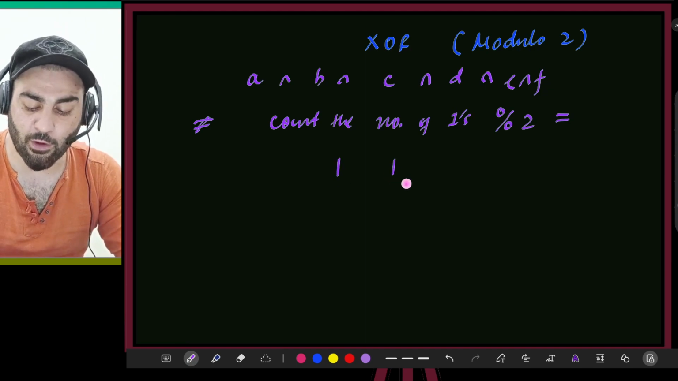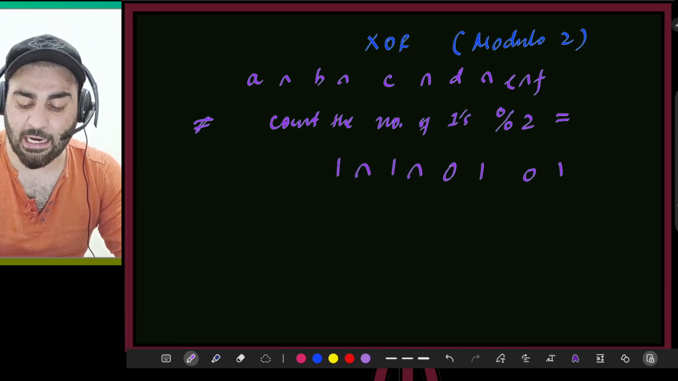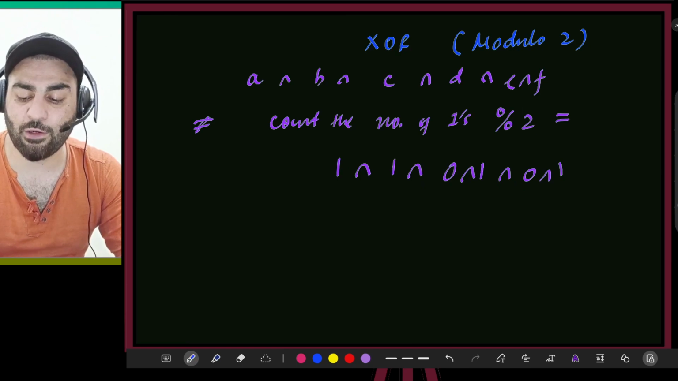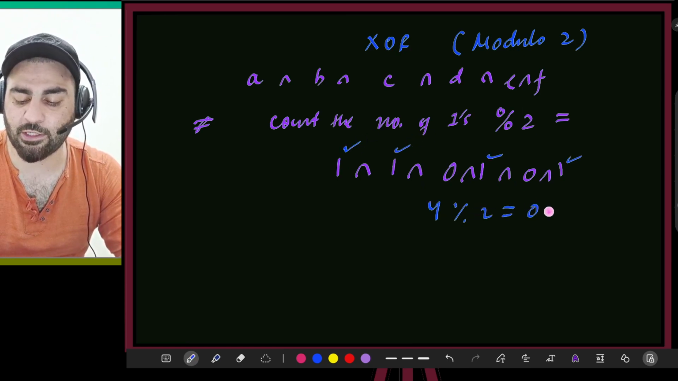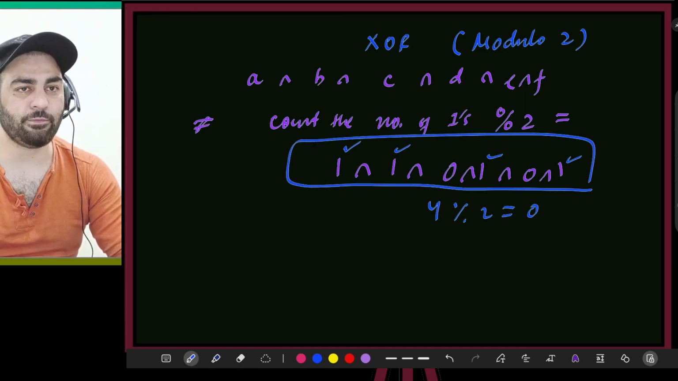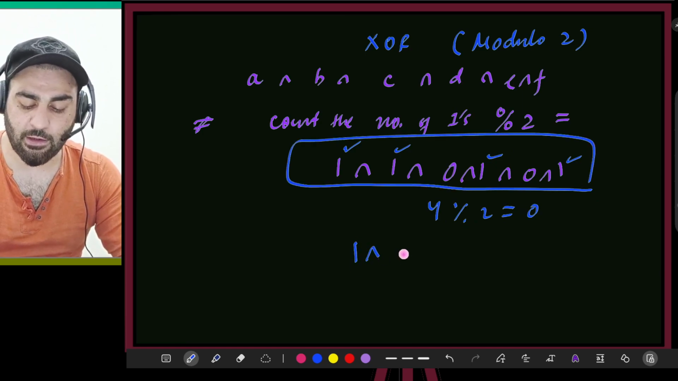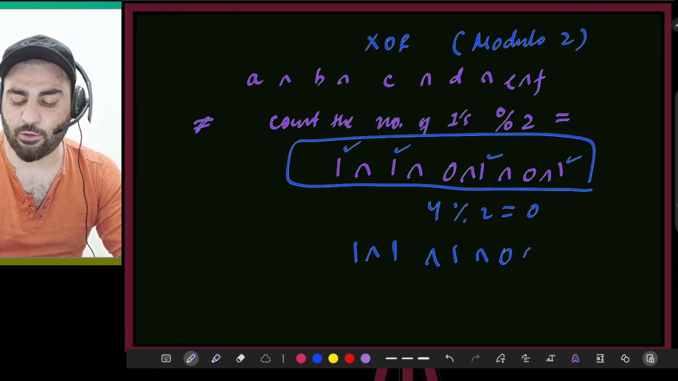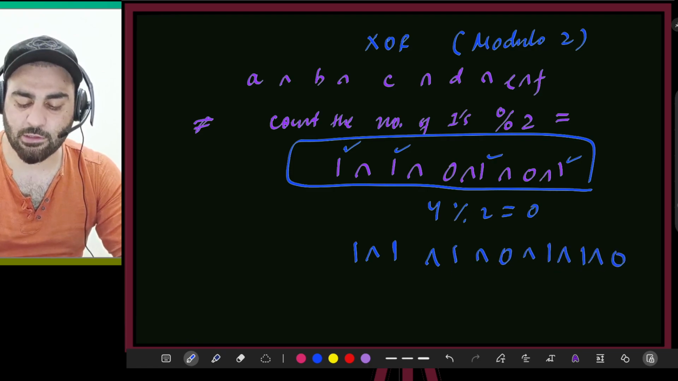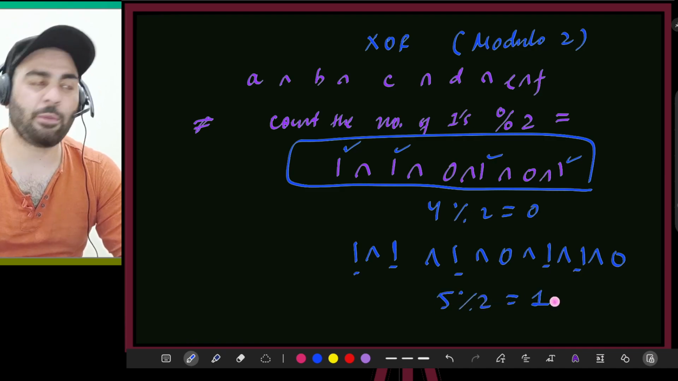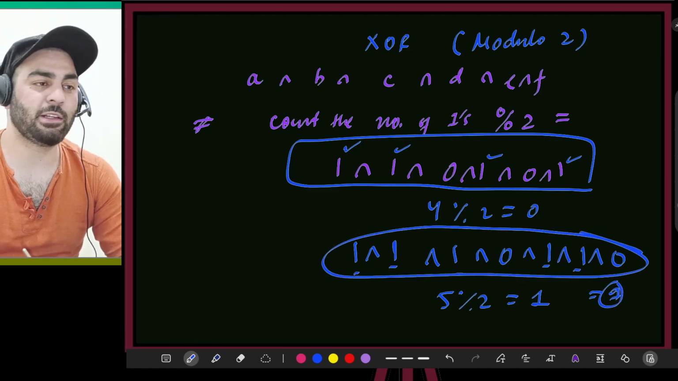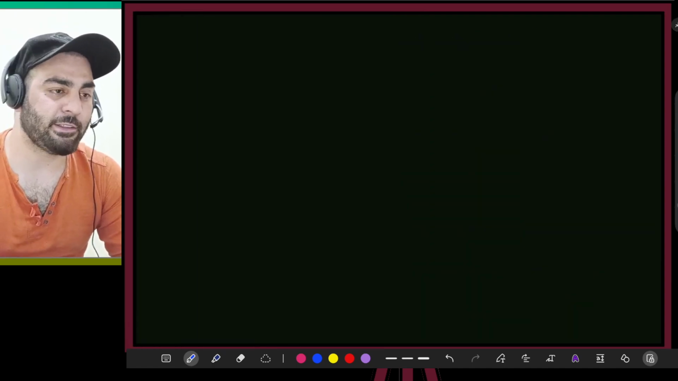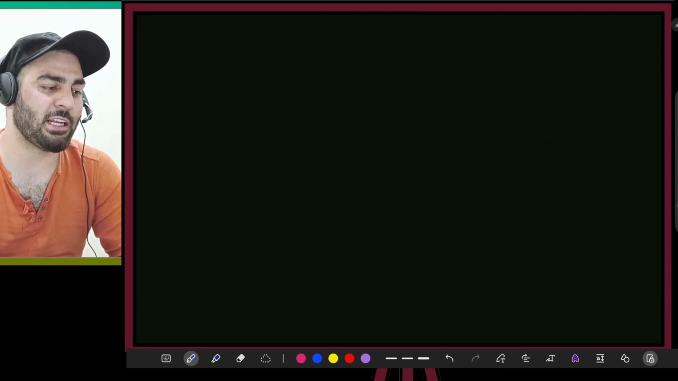If you have 1, 1, 0, 1, 0, 1, and we have to perform XOR of these, we count 1, 2, 3, 4. 4 modulo 2 is equal to 0. So this whole will be equal to 0. If we have 1, 1, 1, 0, 1, 1, and 0, suppose, so 1, 2, 3, 4, 5. 5 modulo 2 is 1, basically taking the remainder. So this whole XOR expression is 1. Is XOR clear? Can I assume that XOR is clear for you guys?